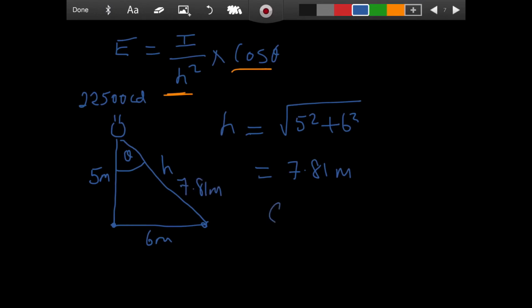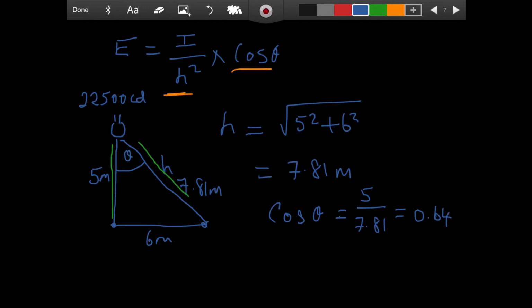And then we can work out the cosine of the angle, which is going to be the adjacent over the hypotenuse. So this value here is going to be 5 meters divided by 7.81, and that is equal to 0.64.